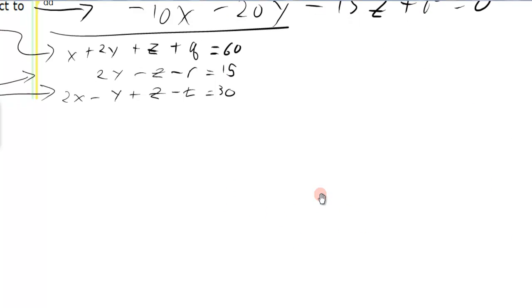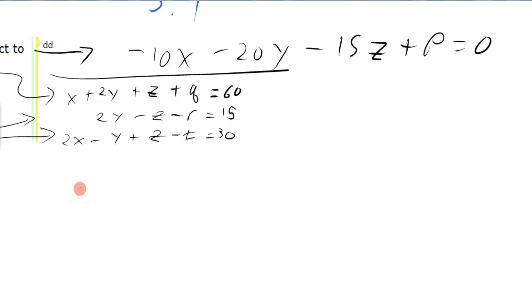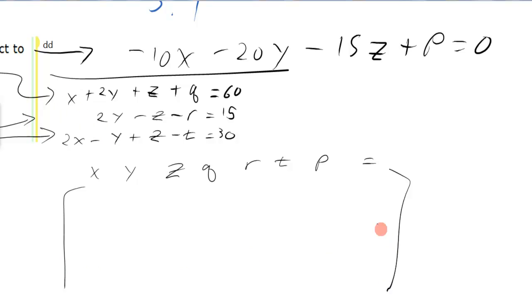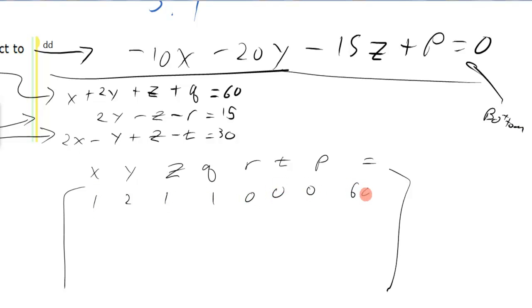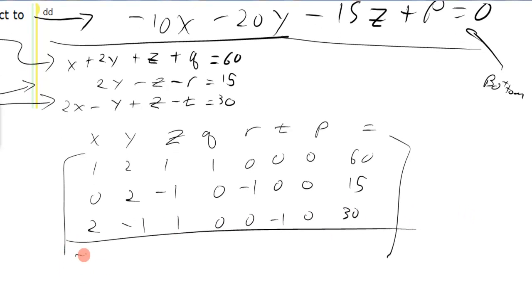So here we go. We're going to pop these equations into our matrix. Our matrix will have the variables x, y, z, q, r, t, p, equal sign. Remember the objective equation always goes to the bottom row, so we're going to do the other ones first. The first equation would be 1, 2, 1, 1, 0, 0, 0, 60. Then the second: 0, 2, negative 1, 0, negative 1, 0, 0, 15. Third equation would be 2, negative 1, 1, 0, 0, negative 1, 0, 30. And then our bottom row is our objective: negative 10, negative 20, negative 15, 0, 0, 0, 1, 0.